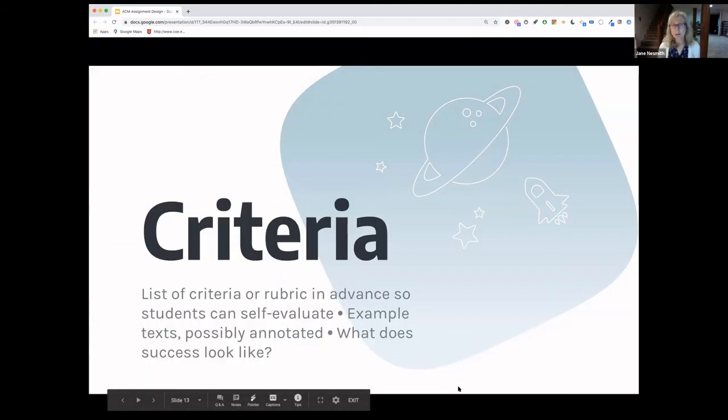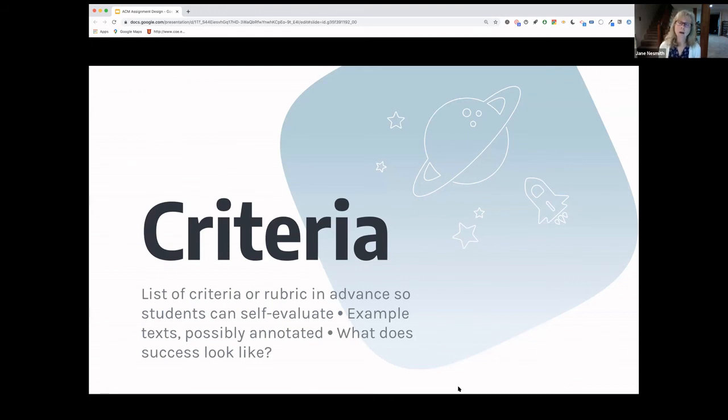So the third element for making our assignments more transparent is making our criteria for success clear to our students. There are many ways to do this. It doesn't have to be a rubric. We know that there's often a sharp divide in faculty for and against rubrics, but that's only really one way to help students see what success is. There are other things that you could do.